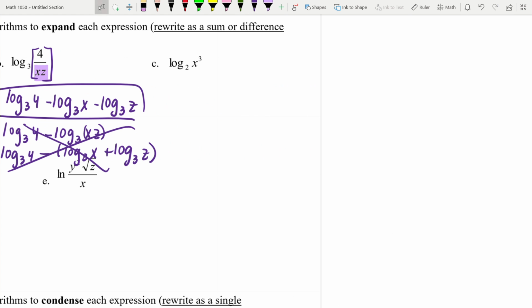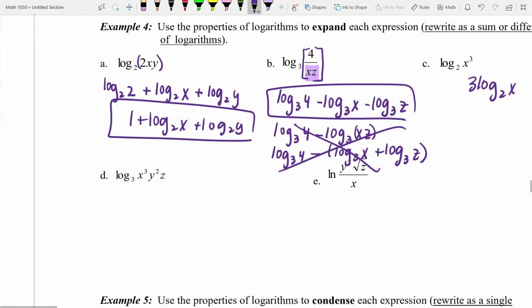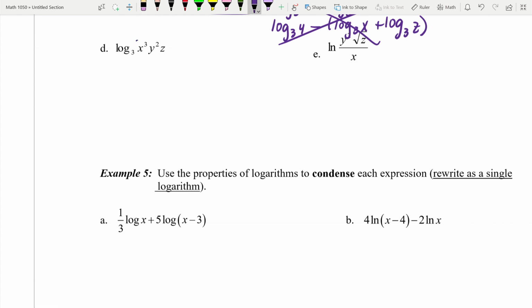Okay, question C, it's really almost expanded. There's just one small thing that we need to do to expand it. What is that? Pull the 3 down. Yeah, so very simple. 3 log base 2 of x, done.